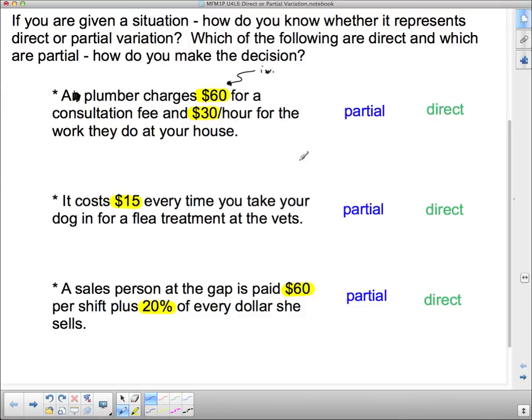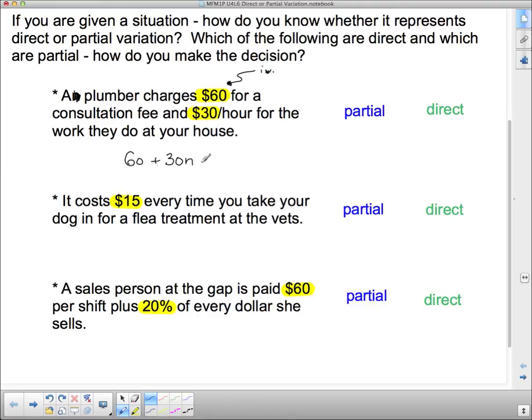So let's see if we can make an equation for this. We owe the plumber $60. And then we're going to add on to that $30. But we might add one $30 if he only works 1 hour. Or we could add on two $30, so I might have to times that by two if he works for 2 hours. Or if he works for 3 hours, I have to add three $30 or times that by three. The truth is, we don't actually know how many $30 we're going to add. So we're going to let that be a variable and say that it's going to change.